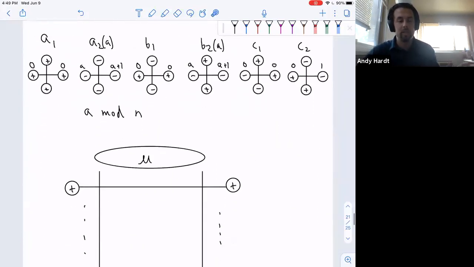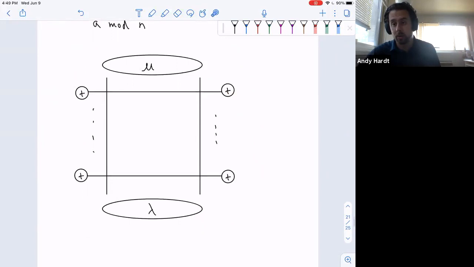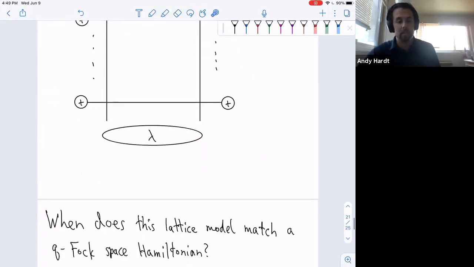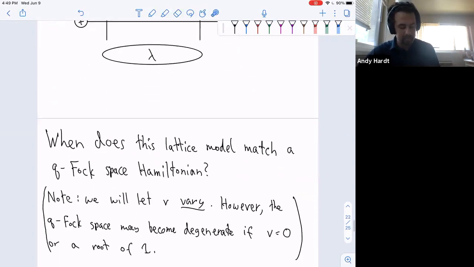Okay, so the big thing that we want to know again is, when do these lattice models with these boundary conditions equal a Hamiltonian or something like a Hamiltonian for Q Fock space? And one note is we're going to let v vary. So v is related to the parameter for the quantum group. And so in a given Q Fock space, it definitely does not vary. But I just think the result sounds nicer if you do let it vary and start from the lattice model side.